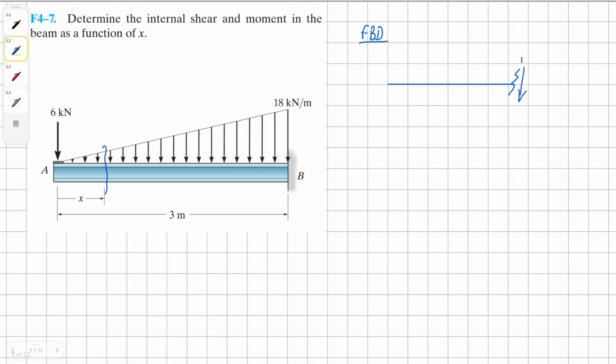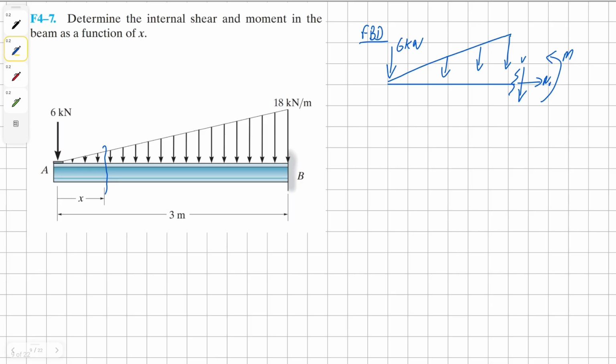At the cut, we're going to have our shear, our normal, which is 0, and a moment. And we have our unknown distributed load, which we're going to find out really soon, and our point load of 6 kilonewton.